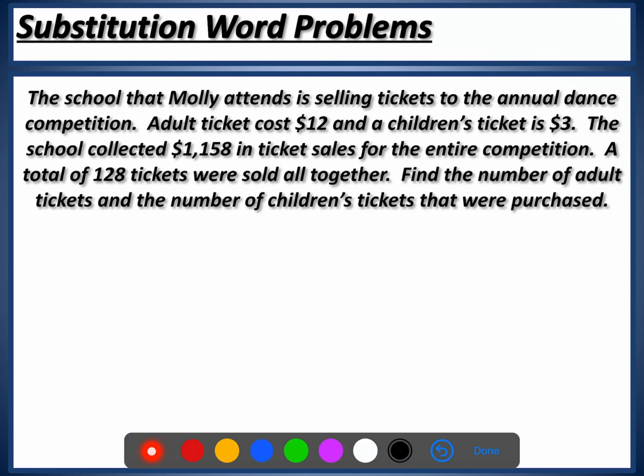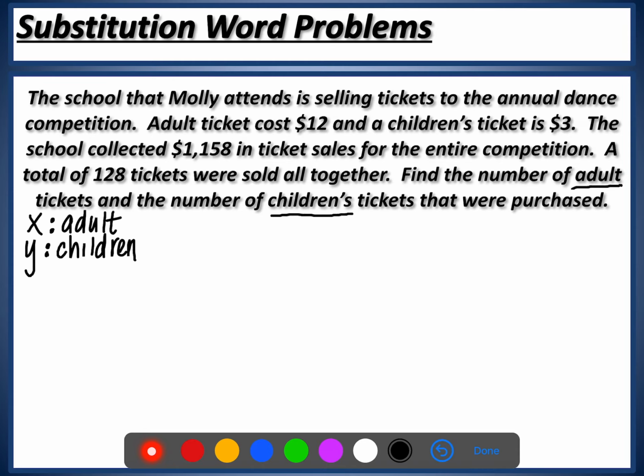Okay, so we want to identify our variables. So we're going to have an X and a Y. So what are the two items that this problem is talking about? They're talking about adult tickets and they're talking about children's tickets. Okay, because it says find the adult and children.